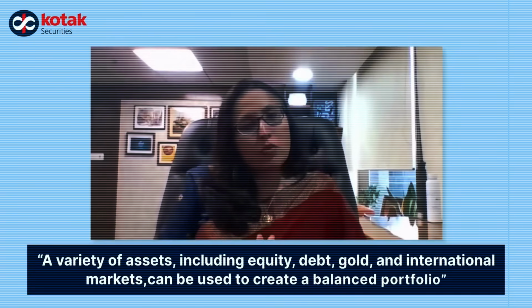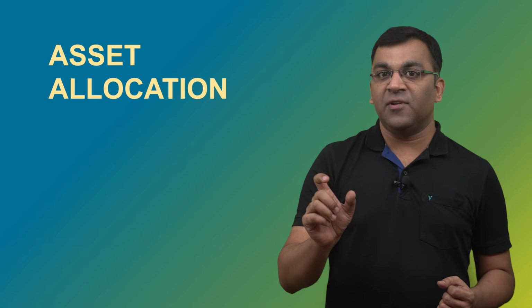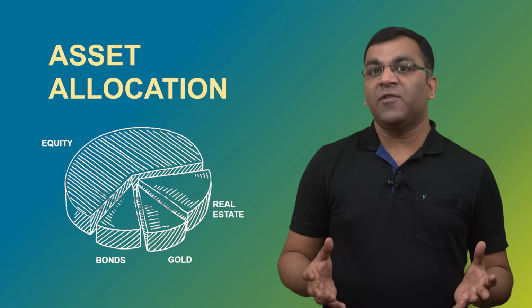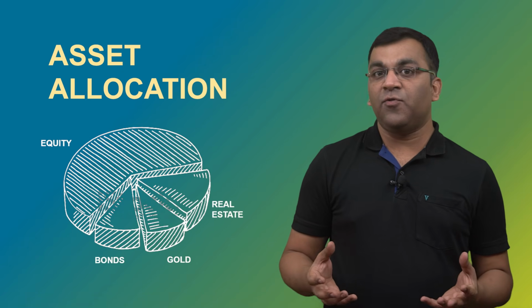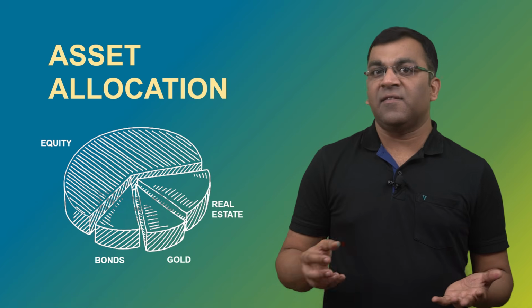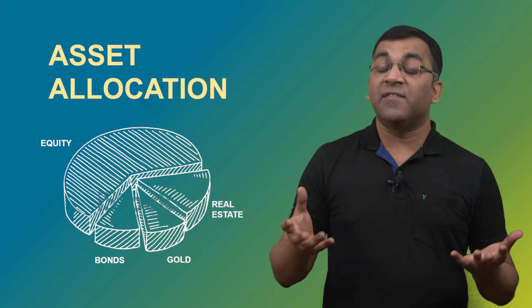So one of the most commonly used phrases amongst financial planners and YouTubers is asset allocation. What is asset allocation? In a nutshell, it's the process of diversifying one's investment portfolio across different asset classes like stocks, bonds, real estate, gold, etc.